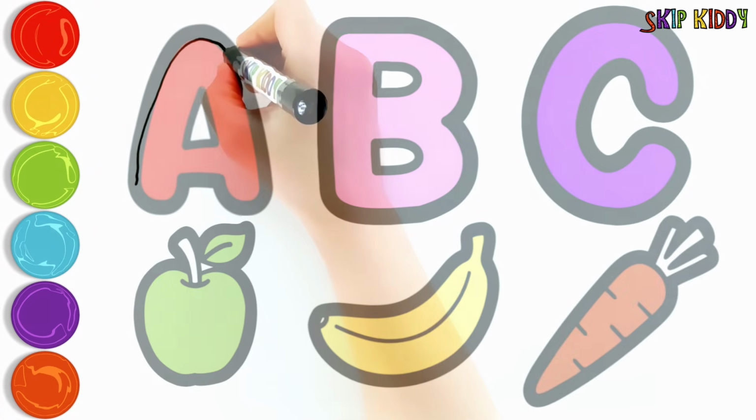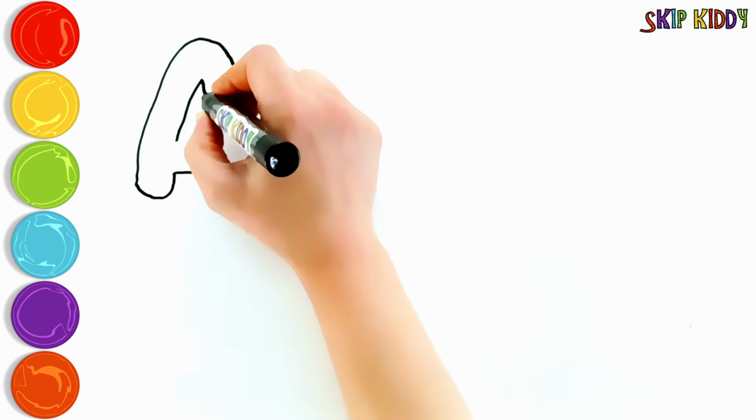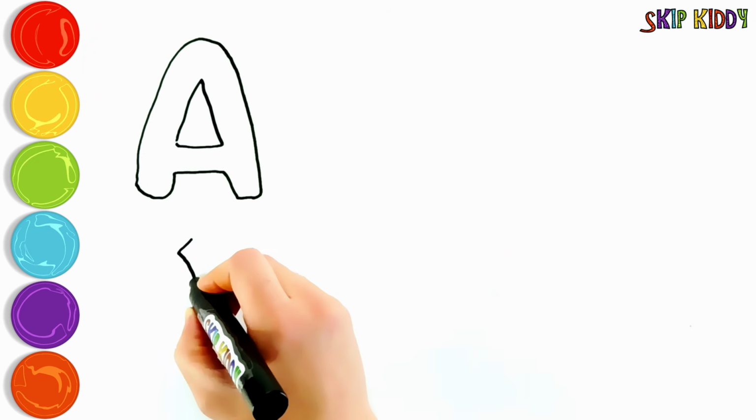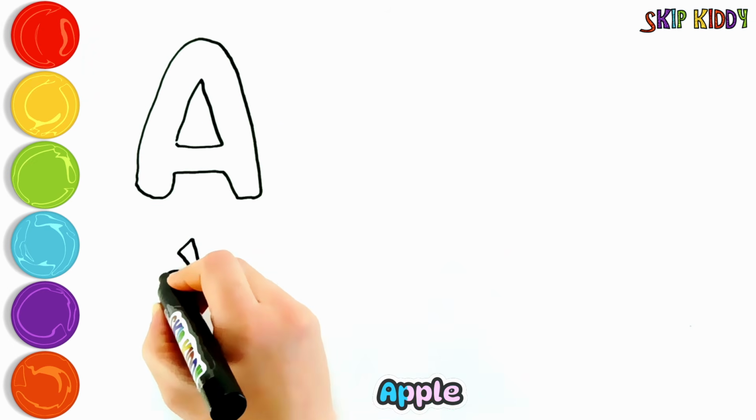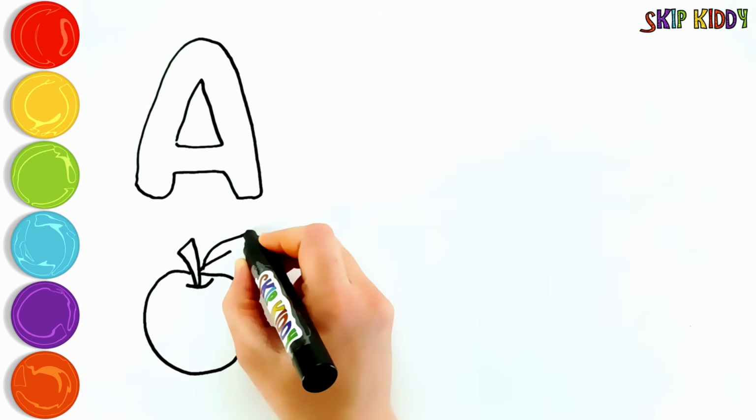Let's start by drawing the letter A. After the A, we draw an apple. An apple is a fruit that grows on an apple tree.